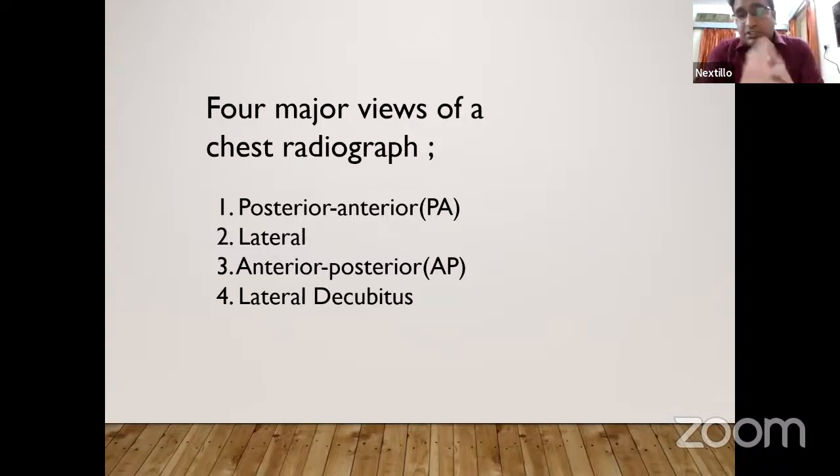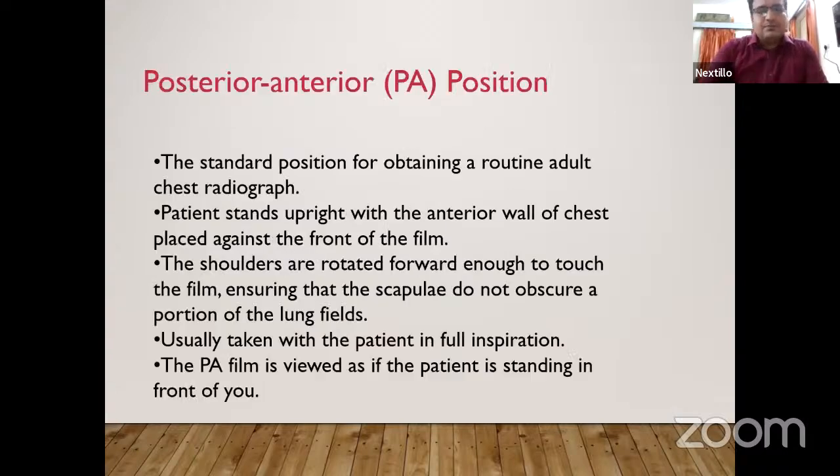Now, anterior posterior: here the X-rays are entering from the anterior part of the body. The film, the receptor for the X-rays on which we are going to get the image, is posterior to the body. Now, the next is lateral decubitus. What is the name suggesting? That the position will be lateral, but decubitus, the patient will be lying. As the name suggests, let's go to the next.